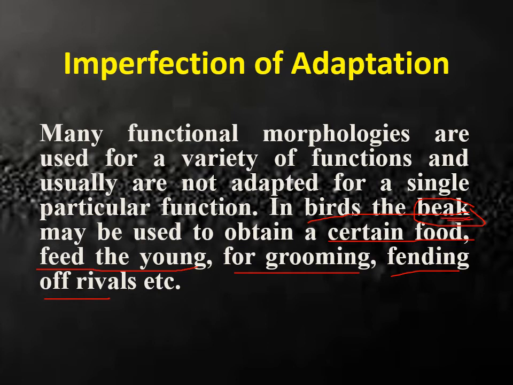It is used for grooming, for feeding the young, for collecting food, and for fighting with rivals. So they are stuck within these different ecological conditions. So they are never the best fitted forms. They are always an in-between form for fulfilling all these functions. So that means the beak of a bird is not a well adapted morphology.